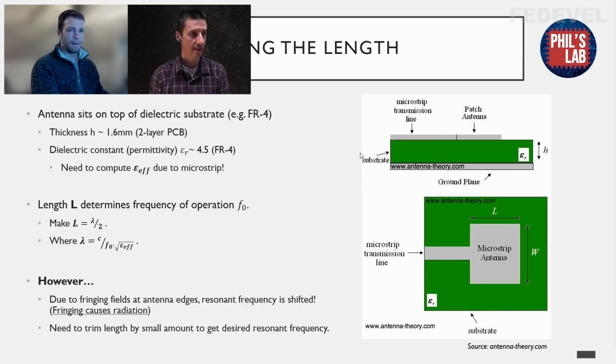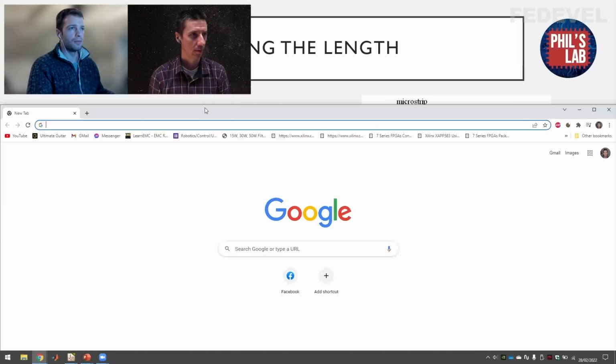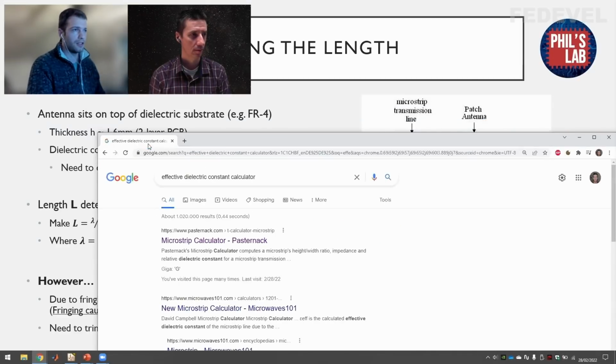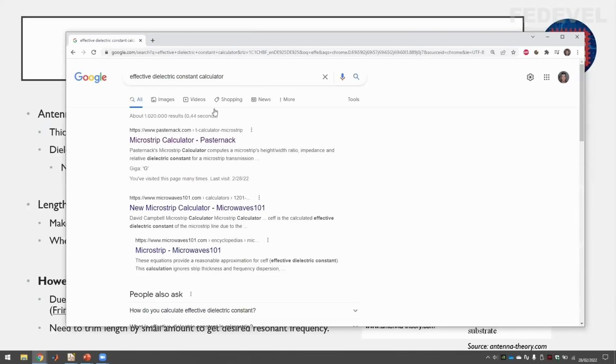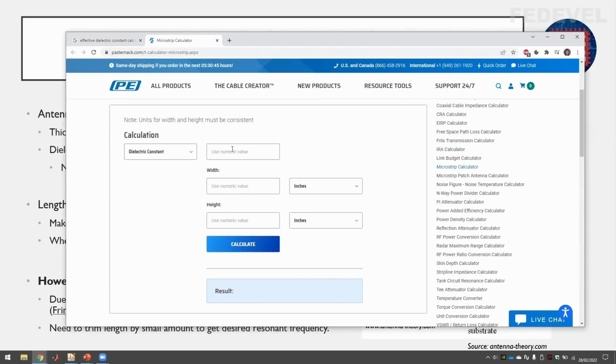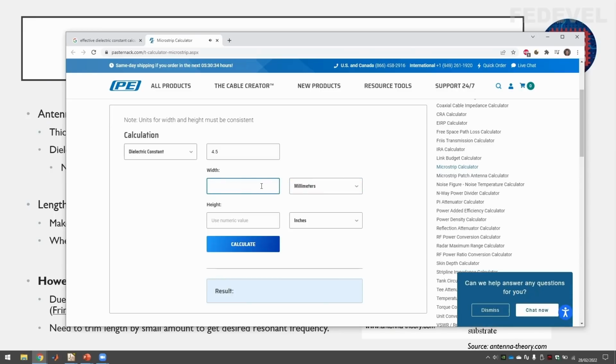So can we have an example? Yeah, sure. So I can just Google effective dielectric constant calculator. Looks like I Googled that recently. So let me see if we have something. Okay, so I can type in my board's nominal dielectric constant. So that was 4.5. Width, let's say, just for an example, this is the part where you actually need to know the width beforehand before you can calculate the dielectric.